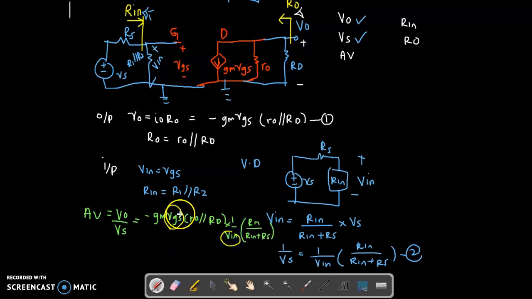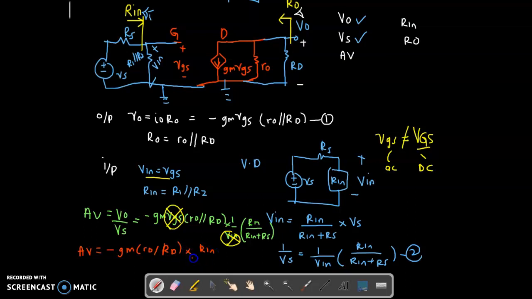Now let's look at your VGS and V in. Do you know the value of VGS and V in? From this equation, your VGS and V in are the same, right? Because they are parallel, so you can cancel out each other. Take note, your VGS here will not be the same as your VGS from your DC, because this one is AC and that one is DC. You will remain with this unknown because you're going to cancel out. So your final Av will be equal to minus gm times r o parallel to RD, multiplied by R in divided by R in plus RS.